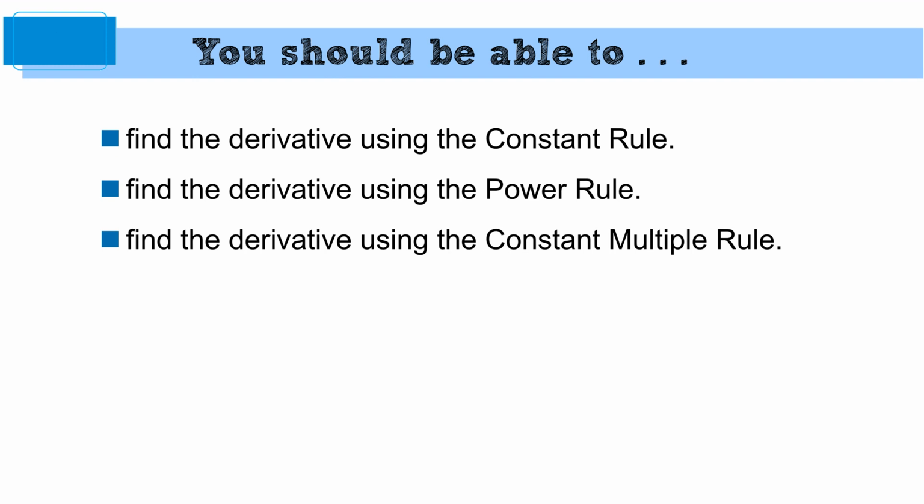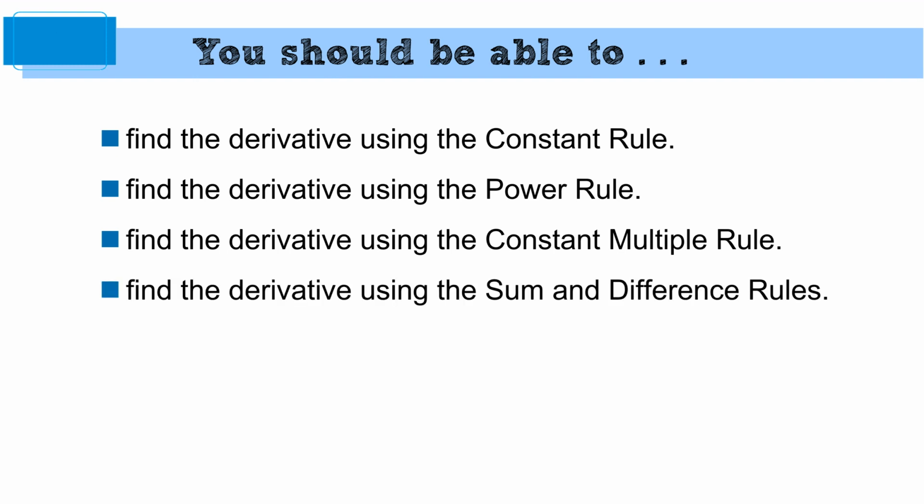We're going to talk about the constant multiple rule. What happens if you take a function and multiply it by a constant? How do you take the derivative of that? So we're going to talk about how to find the derivative of x squared, but what if I throw a 3 in front of that? How do I take the derivative of 3x squared? Then we're going to talk about sums and differences, adding and subtracting. And then we're going to come back to our friend e.